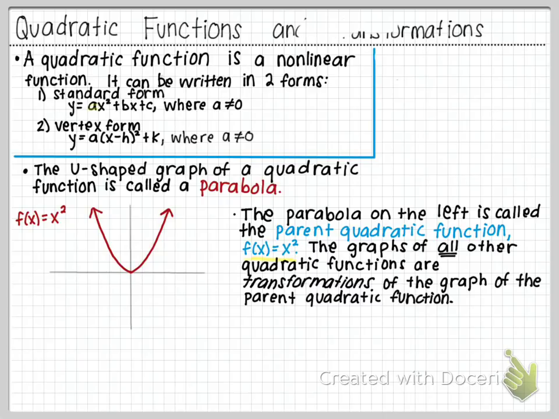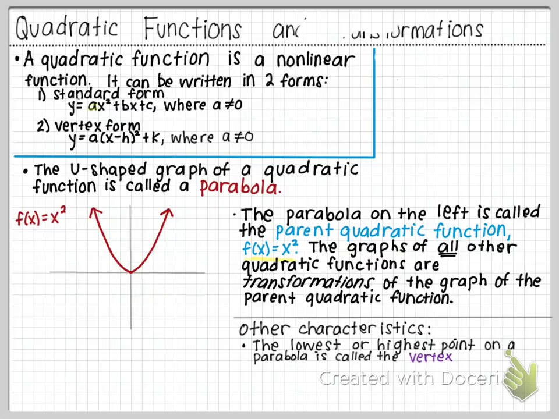So the graph of all other quadratic functions are transformations, and we're going to be talking about transformations. This graph right here is the simplest form. But we could have it move up, we could have it move down, to the left, to the right, we could have it get wider, we could have it get skinnier. Many things can happen to that parabola, to that quadratic function, and that's called a transformation.